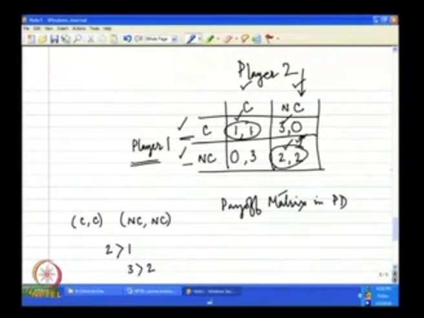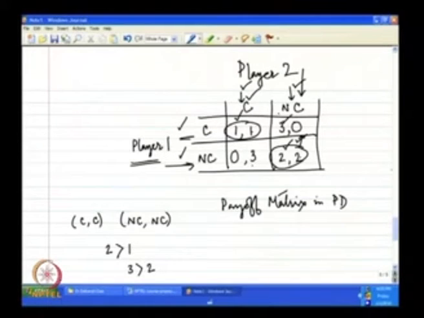Since the game is more or less similar from the point of view of player 2 also, the same logic can be applied to player 2. Let me just go over this. If player 2 knows that player 1 is going to choose NC, that he is not going to confess, then player 2 will compare, what do I get if I confess? I get 3. What do I get if I do not confess? I get 2. 3 is greater than 2. So, in which case I will confess. So, if I know the other person is not confessing, it is best for me to confess.